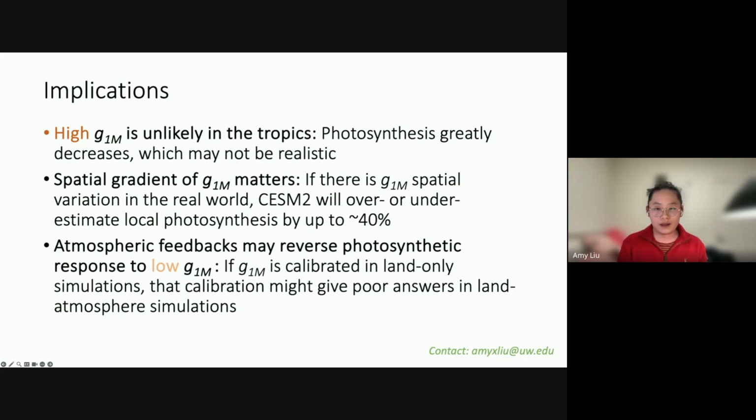We saw that in the Amazon that plants were sensitive to VPD when we turned on atmospheric feedbacks. And I think this also is related to the point Will brought up in his intro presentation today, about different calibration for land-atmosphere simulations. So if G1M were calibrated in a land-only simulation, then that calibration may give us poor answers within the land-atmosphere simulations.